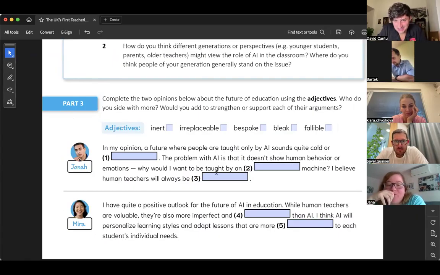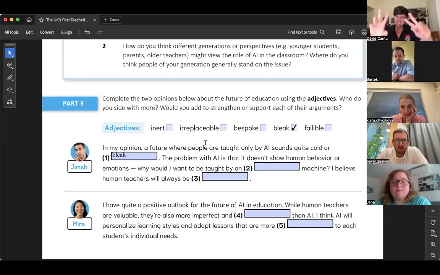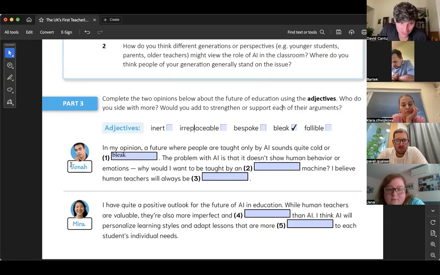And I am thinking about bespoke or oblique, but I'm not sure which. It's one of those two. So bespoke is tailored to someone, and then bleak is like dark. Sounds quite cold. Yeah, we'll go with bleak here. Good, that's the one. It's bleak, right? It's a bleak future. It's a cold, depressing future, right? So this is what Jonah says. Okay, very good.